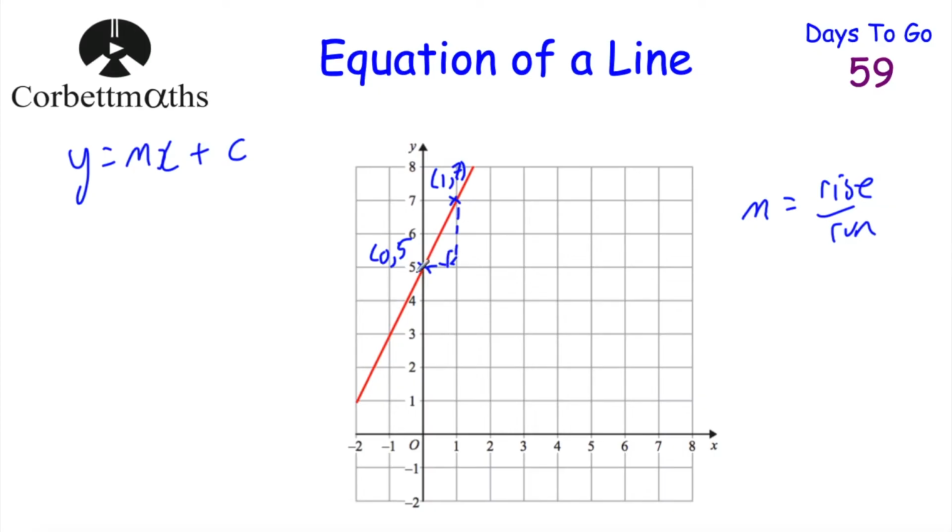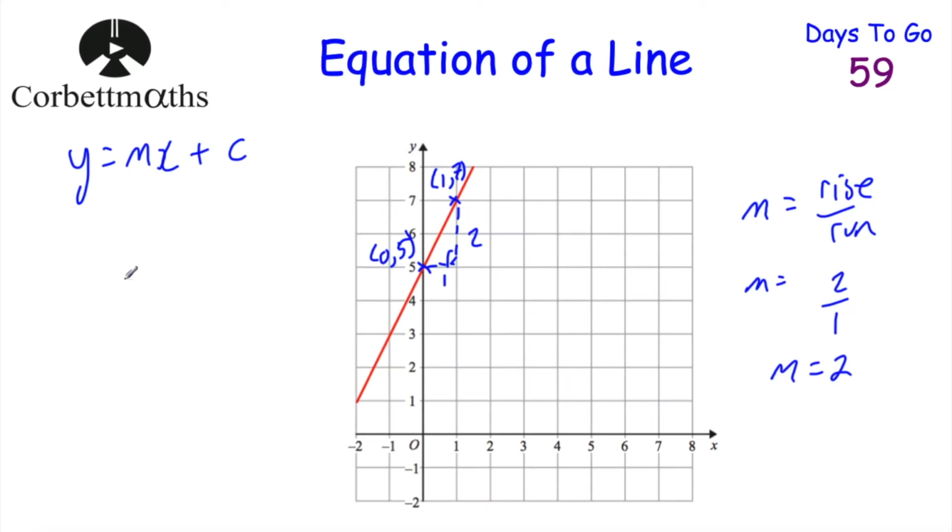And the run, well, we're going from 0 across to 1, so the run's just 1. And the rise, we're going from a height of 5 up to 7, so the rise is going to be 2. So we've got m, the gradient, is equal to the rise divided by the run. So we've got 2 divided by 1, and 2 divided by 1 is equal to 2. So the gradient of this line is 2.